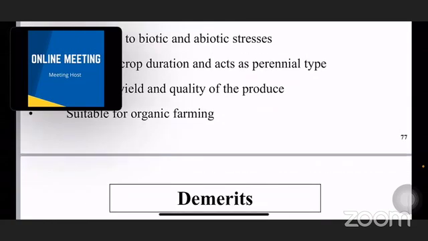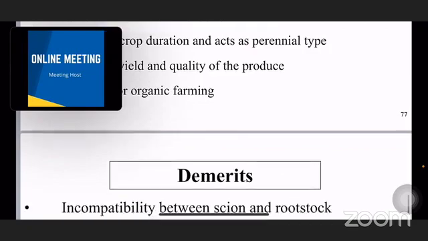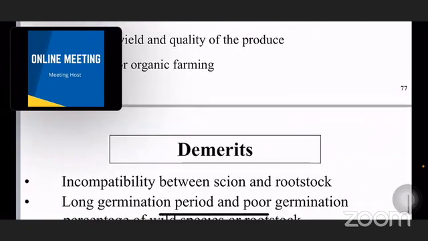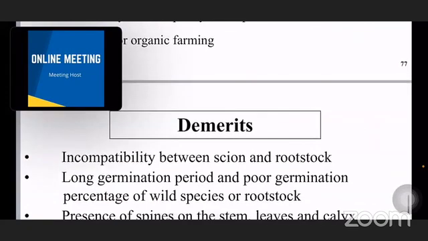This technology is easily suitable for organic farming. Here we are not using any chemicals, right? So this can be suitable for organic farming. These are the merits of vegetable grafting.